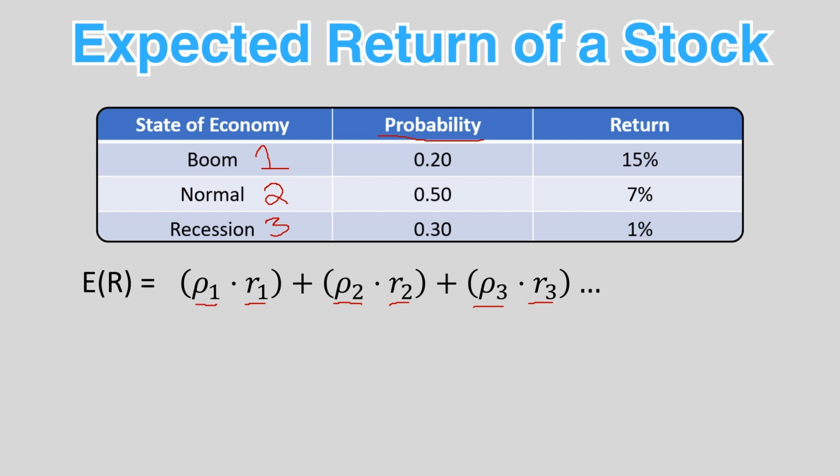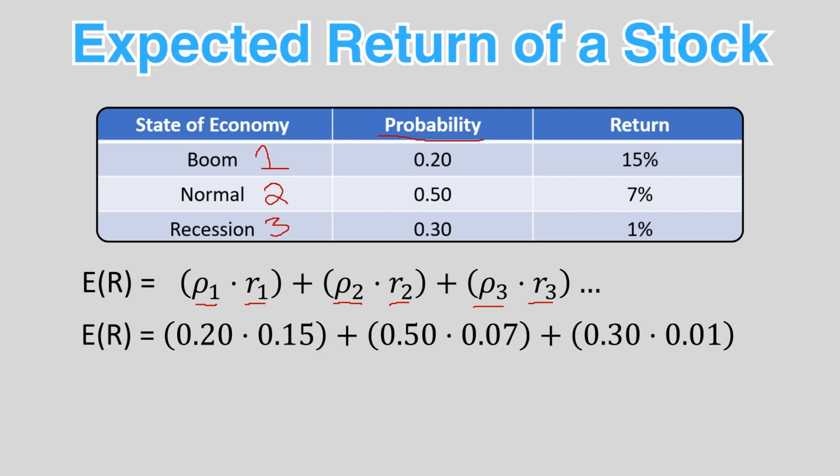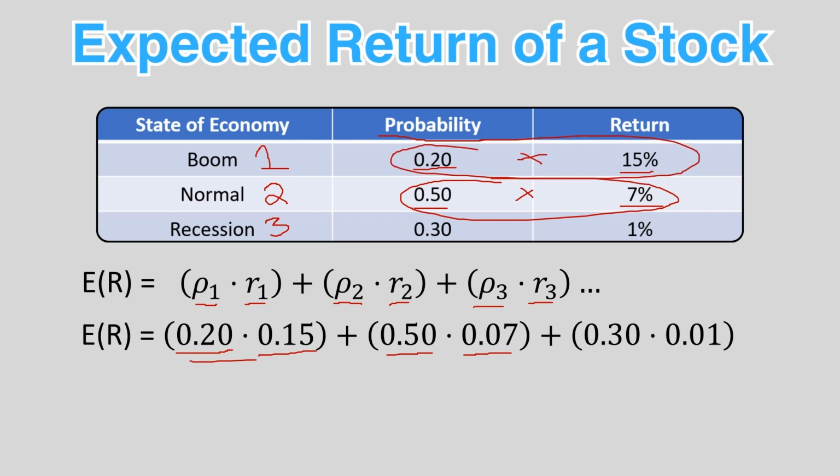So now let's sub in the numbers in this chart, and when we do that, we get something that looks like this. Our expected return is now equal to 0.2, or 20%, and this 20% comes from the 20% chance of a boom state occurring, and we're multiplying it by the 15% return that we get in the boom state. And then we're adding it to the 50% chance of a normal economy occurring, and we're multiplying that by the 7% return we get in the normal state. So these two numbers just come from the normal state here.